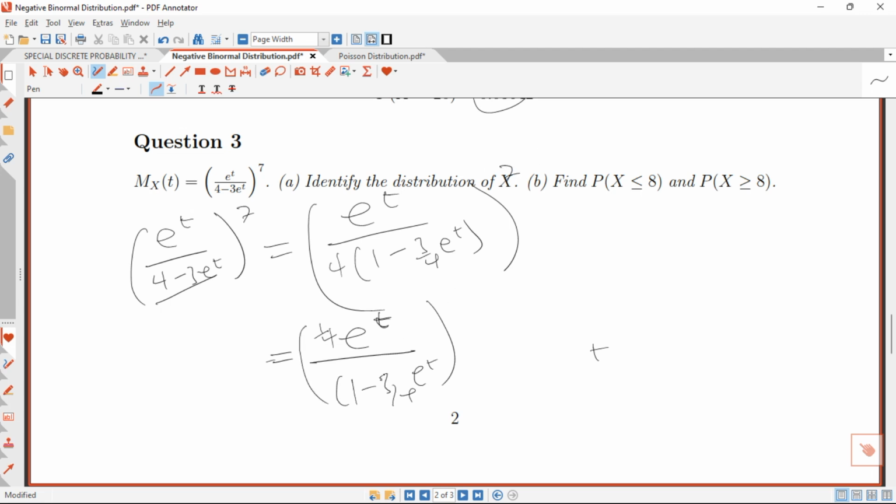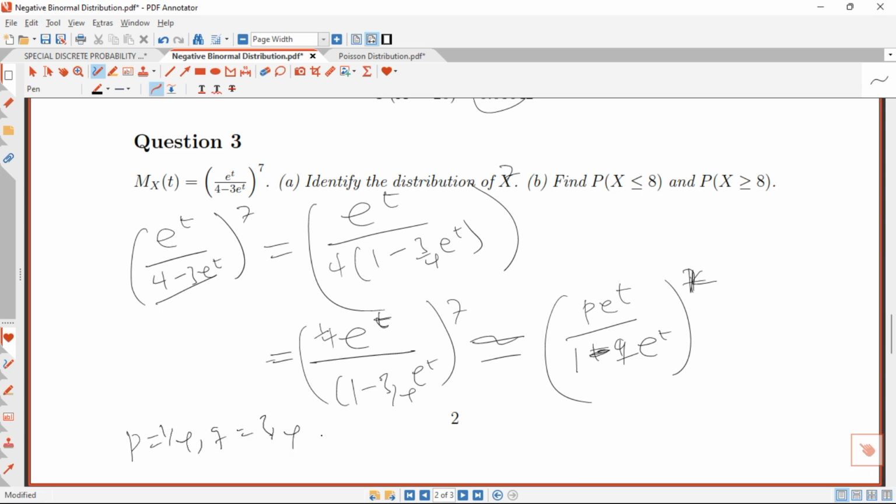7. Okay, and then this resembles what? The moment generating function for the negative binomial, that is p e raised to the power t, bracket open, 1 minus q e raised to the power t, all raised to the power what? 7. Sorry, that is k. So here we can deduce our p, which is given as 1 over 4, q to be 3 over 4, and then our k to be 7.